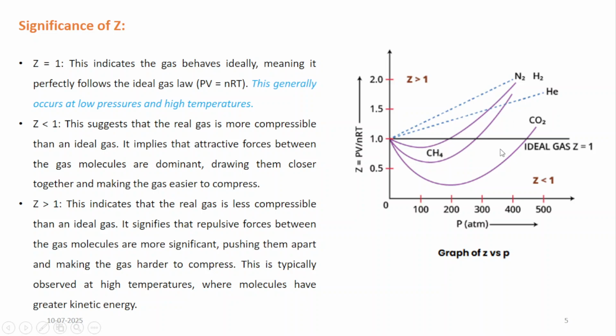Certain gases have Z lesser than 1. It indicates the forces of attraction between the molecules are higher. Certain gases have Z greater than 1. It indicates forces of attraction are very low or forces of repulsion between the molecules are considerable.